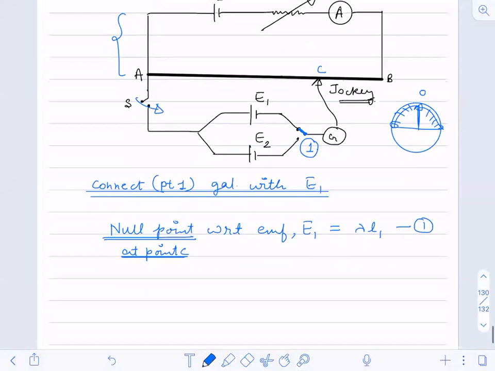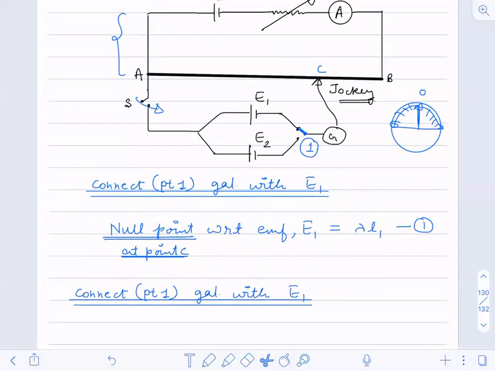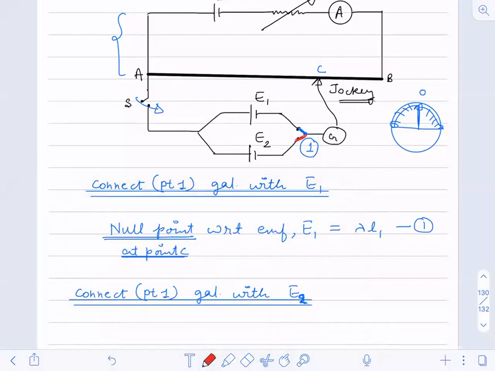Now the same thing you have to do. That means you have to connect point 1 with E2 now. We have to connect this point with E2. You will connect this one with E2 here. You will be connecting it with this now.